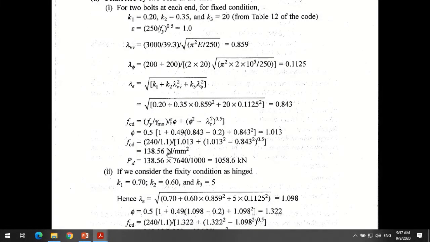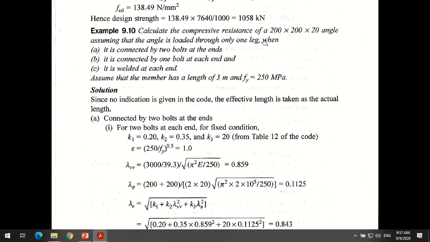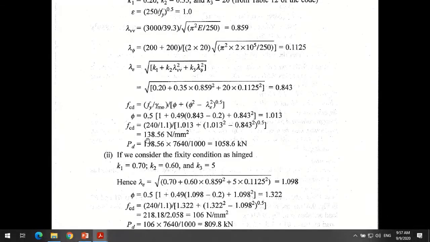From this, fcd is 138.56 newton per mm square. Make sure that this fcd is less than fy upon gamma m0, so it does not exceed the yield stress. After that, the design strength under compression is obtained by multiplying with the effective area. The effective area for this angle section, 200 by 200 by 20, is 7640 mm square. So fcd into Ae, and that will be in terms of kilonewton.